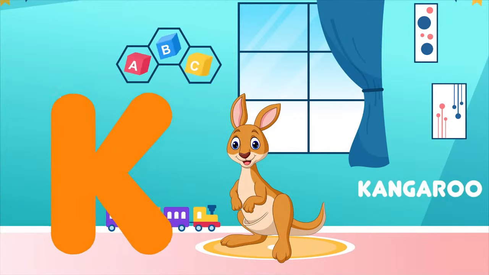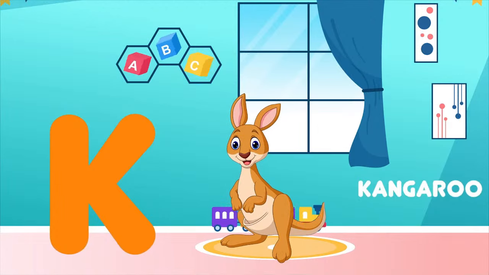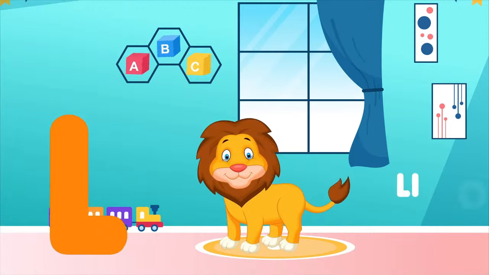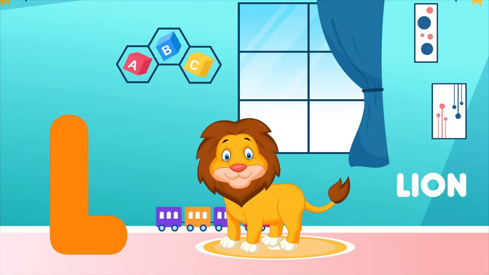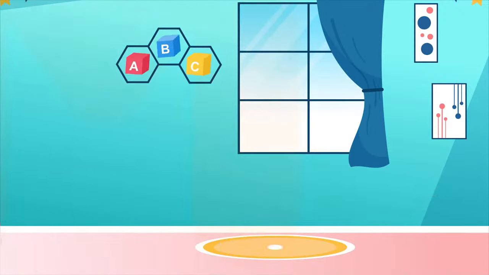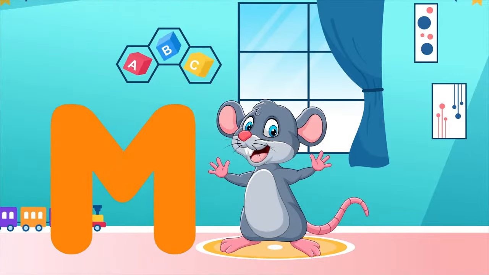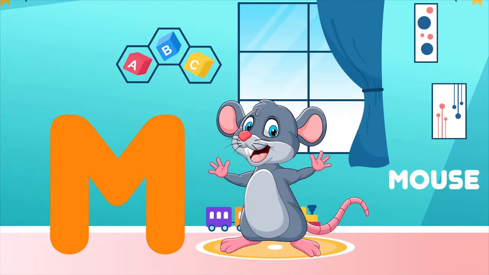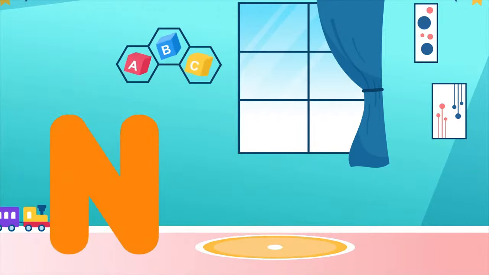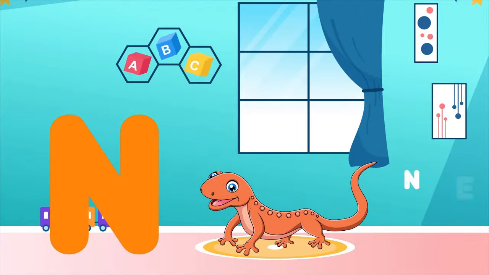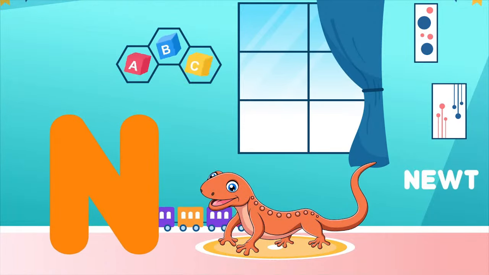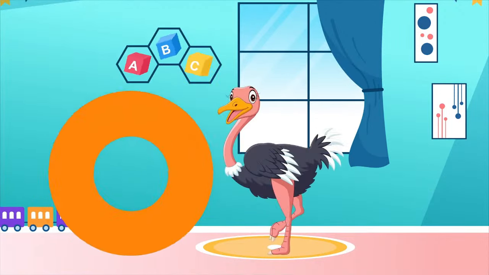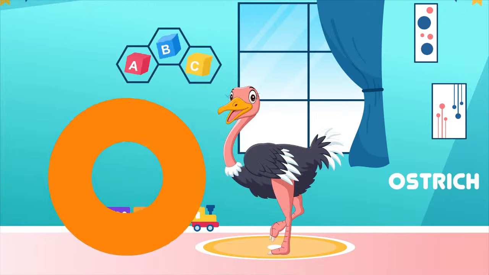K is for kangaroo, kangaroo. K, kangaroo. L is for lion, lion. L, lion. M is for mouse, mouse. M, mouse. N is for newt, newt. N, newt. O is for ostrich, ostrich.